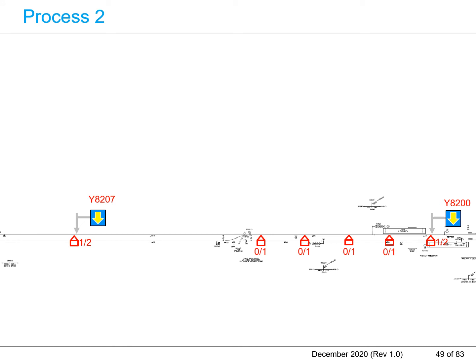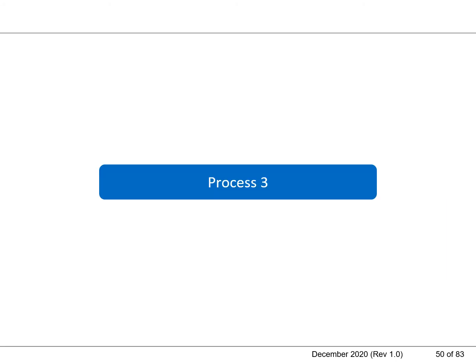At this point, the process for establishing the Y8207 RSP and the EOA location is completed. The Y8207 RSP and the EOA were established in Process 2. Process 3 is to establish the RSP for the crossover.